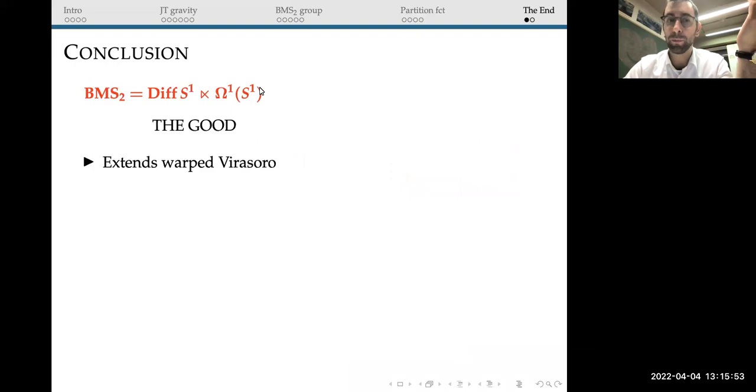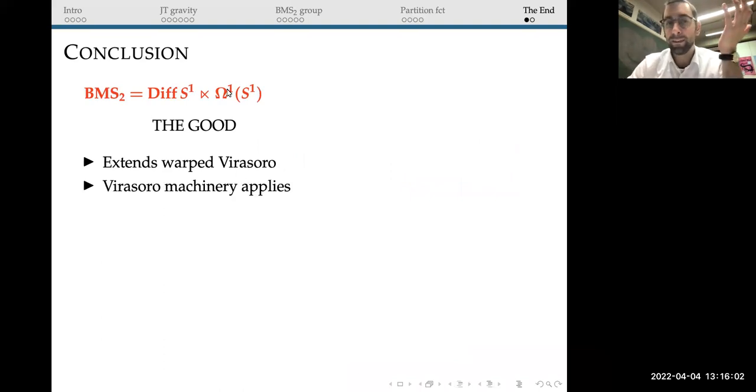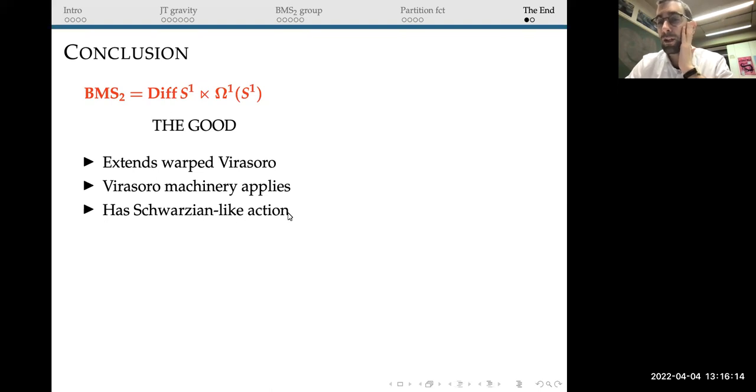It's an extension of the warped symmetry, or warped Virasoro symmetry, which might be of interest to people interested in warped Virasoro. And also, it's definitely a symmetry group to which most of the Virasoro coadjoint orbits machinery applies. So if you like these kinds of considerations, you might start having fun with BMS2. And also, finally, I mentioned that it has a Schwarzian-like action, although, as I pointed out, this action is pathological.